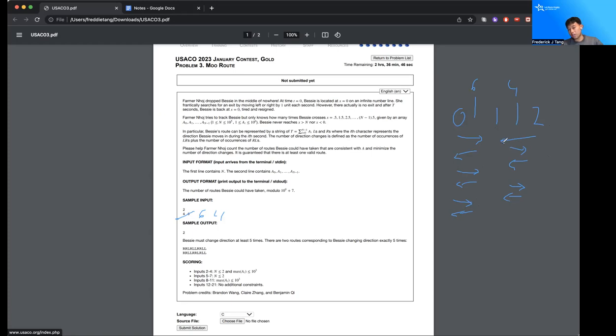Every time we're going from right to left, we have to continue down. So every time we go from 2 to 1, we have to go all the way back to 0. Okay, we can't ever change. This never happens. We always have to go back down. Otherwise, we're going to create an extra turn.